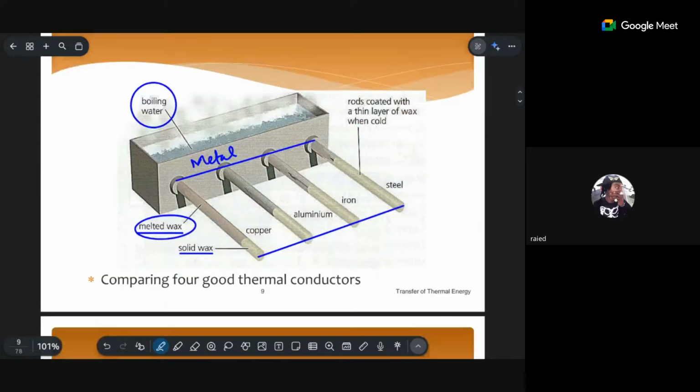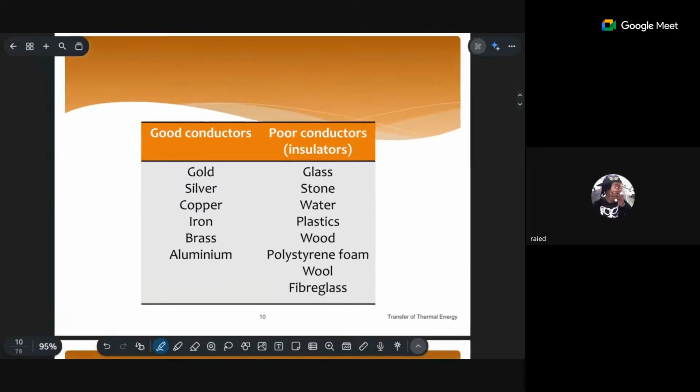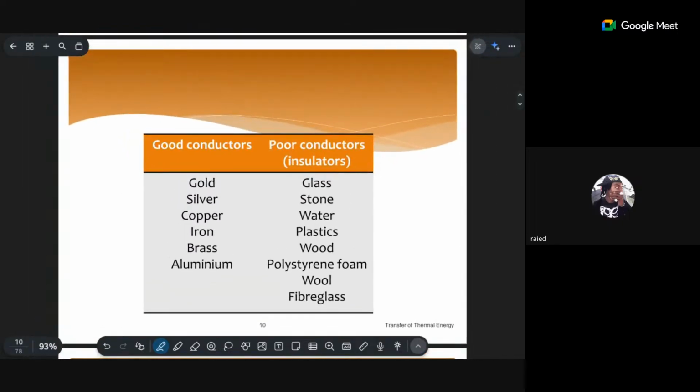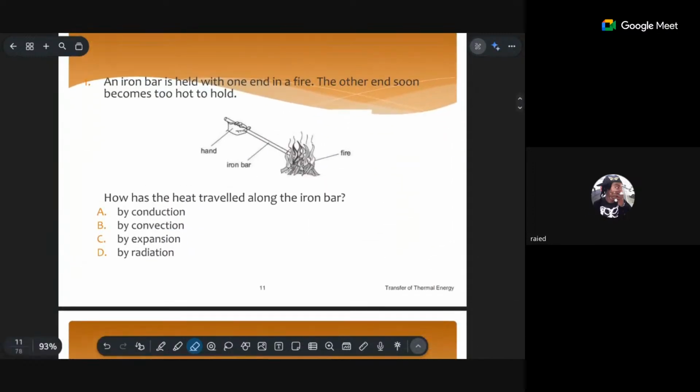The same type of questions are asked to you with beads. Here, good conductors and poor conductors is a list. Gold, silver, copper, iron, brass show the ease of conduction. And then you have glass, stone, water, plastic, wood. It is not mandatory to memorize that, but these are some past paper questions from your conduction.